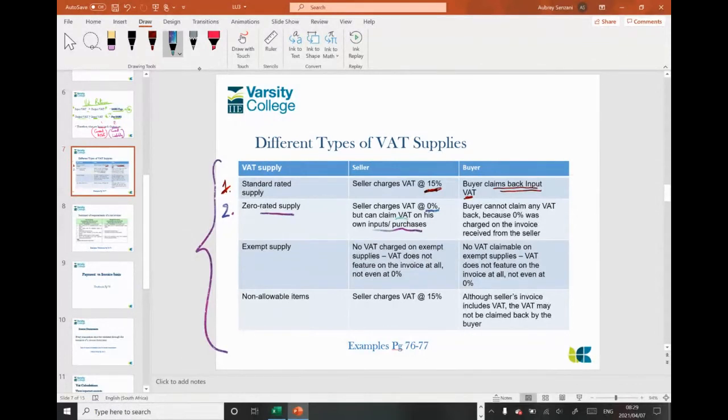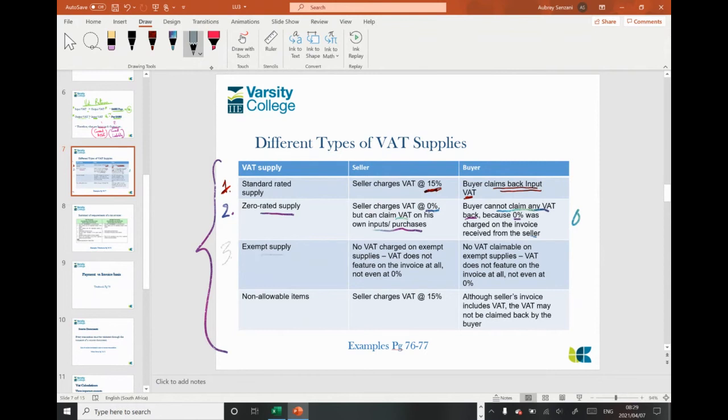Then the buyer cannot claim any VAT back because it is 0%. 0% was charged on the invoice received from the seller. So you can't claim anything. You can't claim zero. That's basically what we're communicating. So that's why the buyer can't claim either. You didn't charge him anything, so he can't claim back anything. Then, thirdly, what do we have?